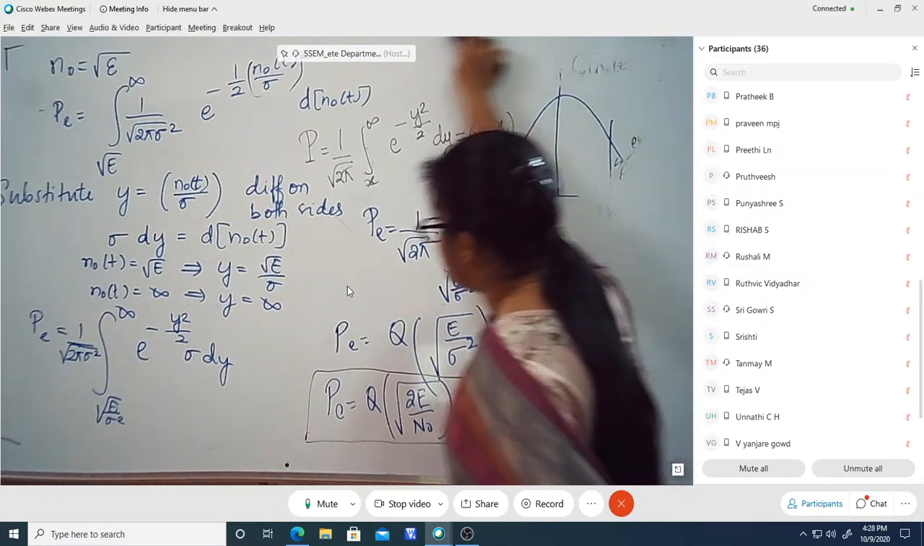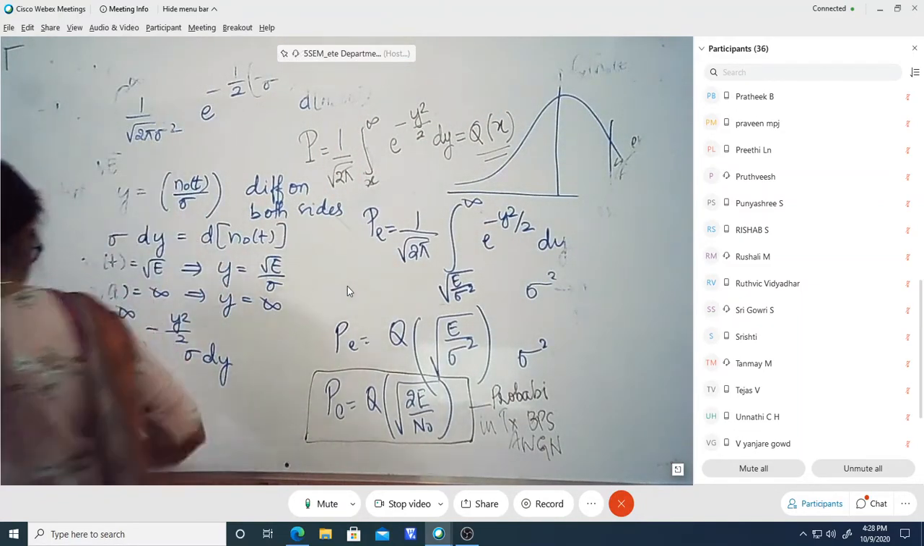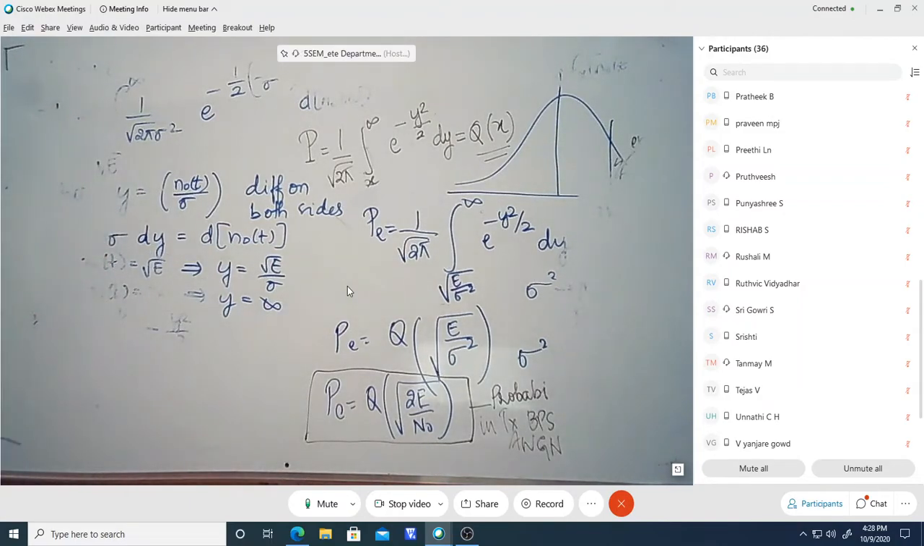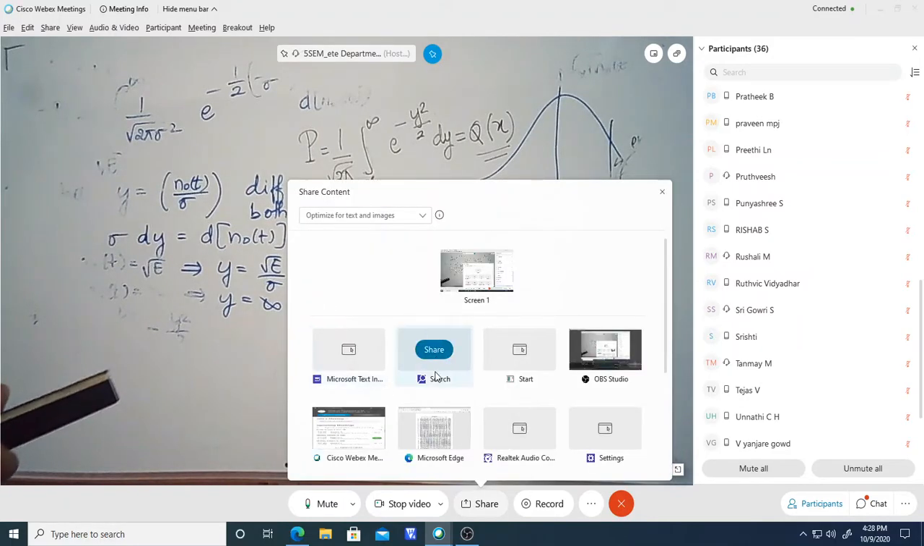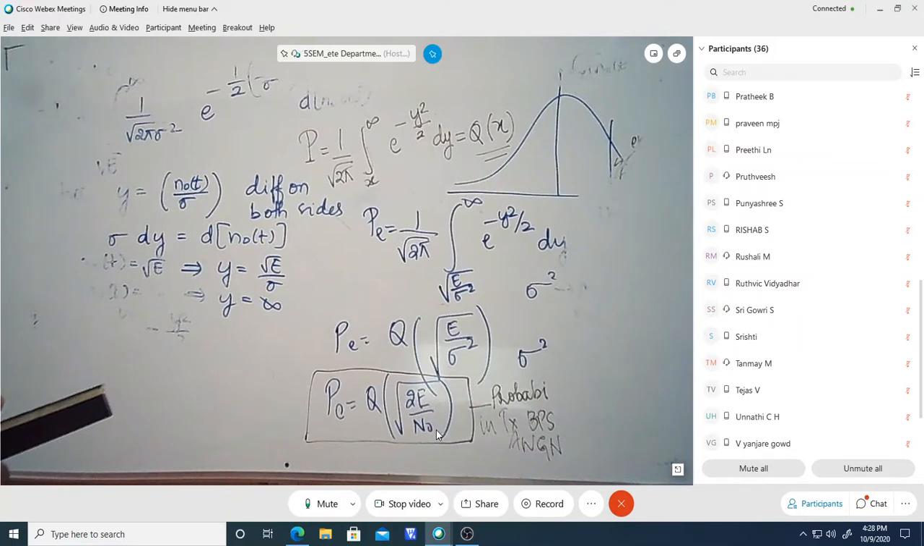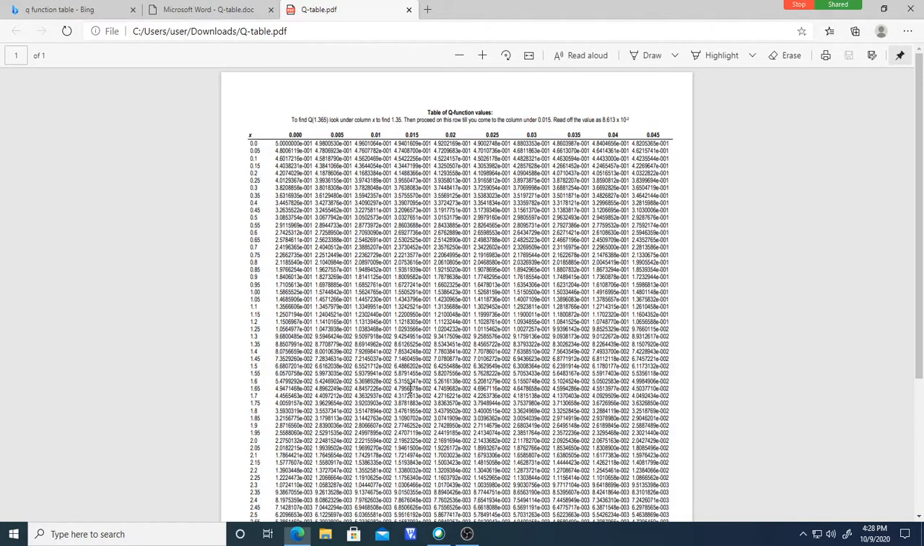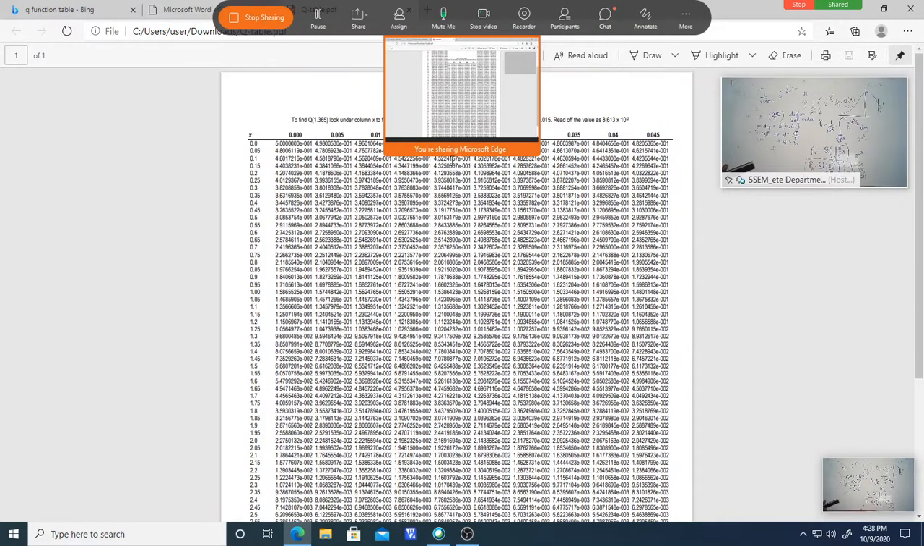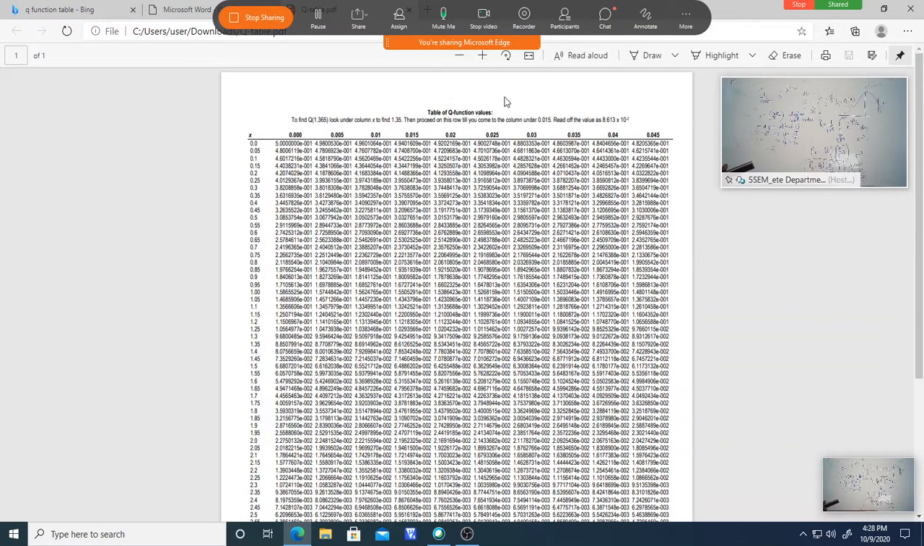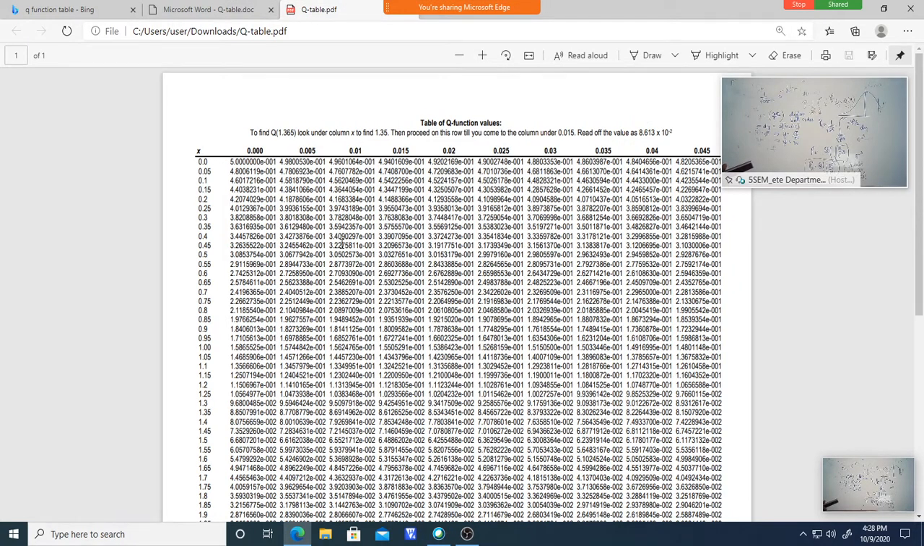Based on this equation, we are going to solve problems now. Till then, I will share one PDF with you. You can tell me whether you have seen this type of table before or not. It looks like a logarithmic table, but it is not. It is a table of Q function values. Have you seen this before? You have to tell me.